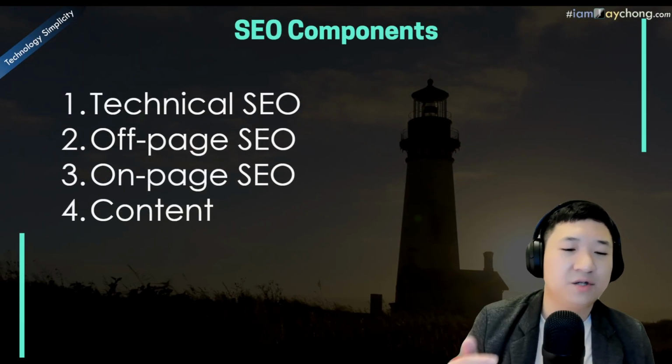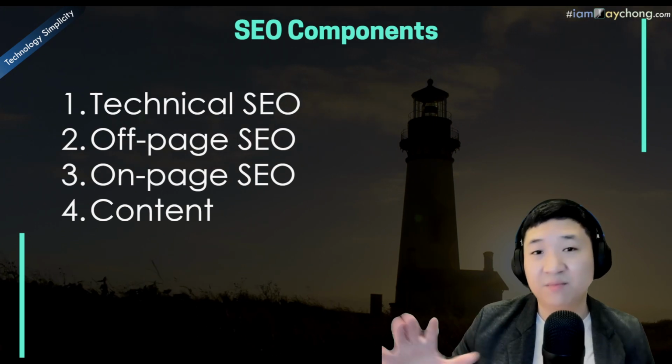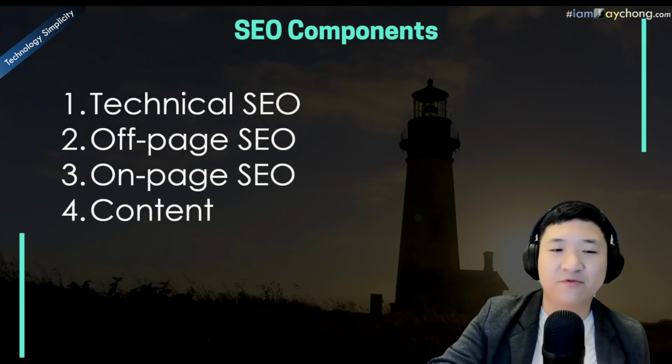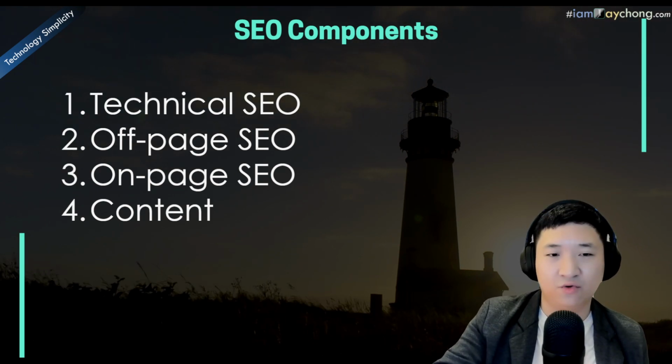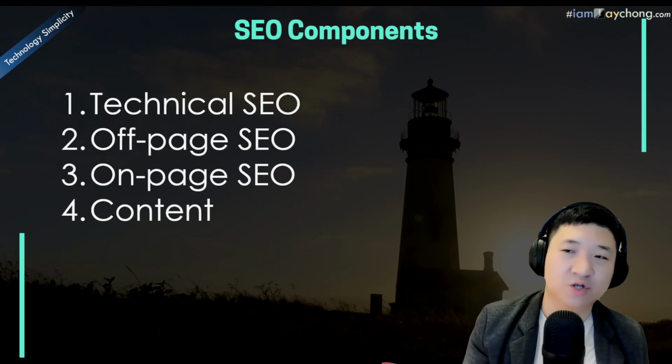So when you look at SEO elements, there are many things that you can look into. But for me, there will be four things: technical SEO, off-page SEO, on-page SEO, and also the content.